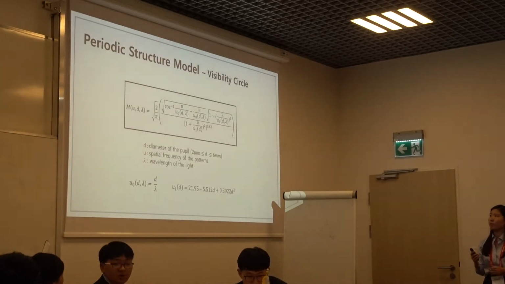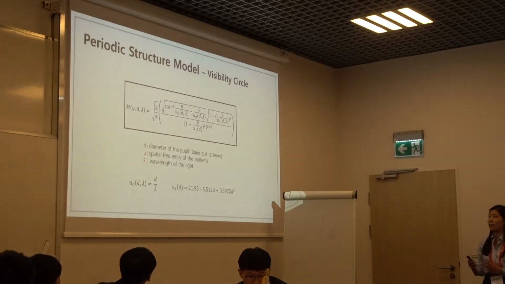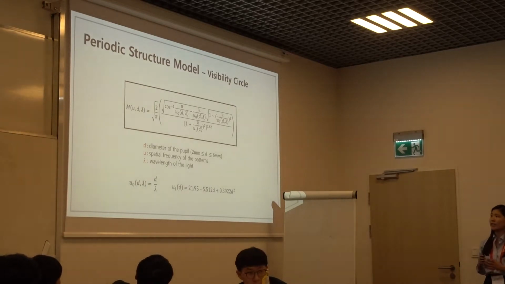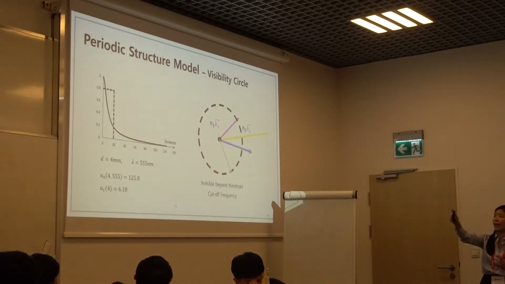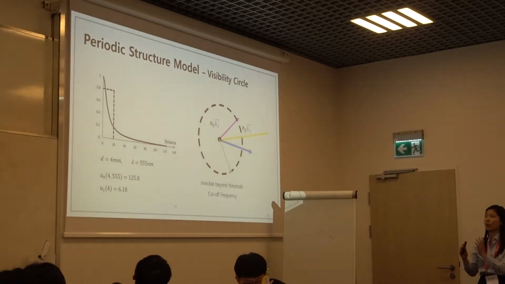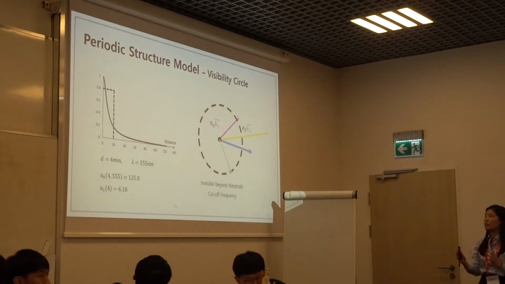Here comes the important part where we are going to define a visible D circle. Here D is the diameter of the pupil, U is the spatial frequency of the patterns, and lambda is the wavelength of the line. And with this, as a first approximation, wavelength times 0.8 will be the threshold that is visible. It will be invisible beyond the threshold, however, what is inside would be the ones that we're going to detect.